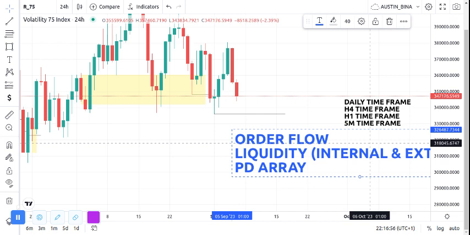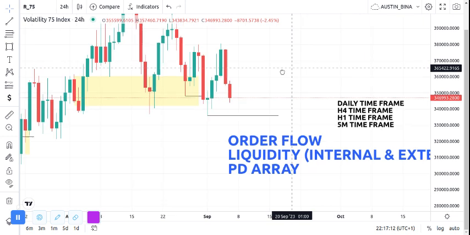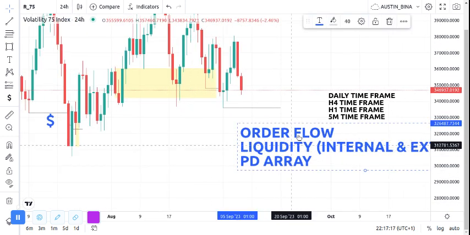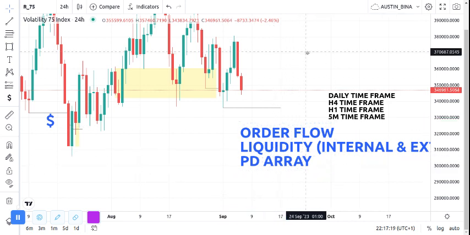But for me, I love to stick to just a few pairs. Even in the forex market I stick to a few pairs, and in synthetics I stick to VIX 75. This helps me gain mastery over time. So in this strategy, what we should watch out for is order flow, liquidity, and PD array. These three things are very important.